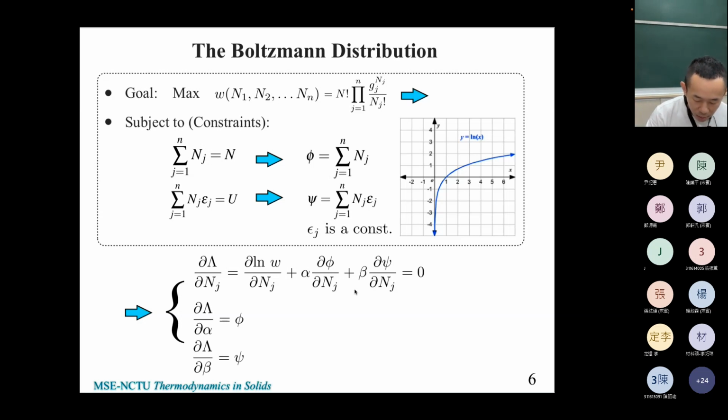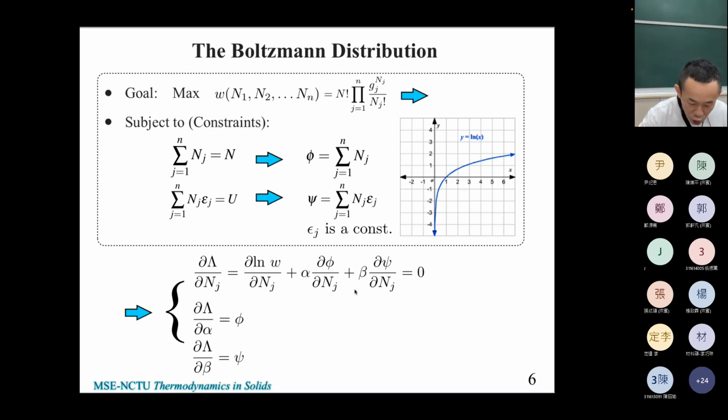Okay, so next, the Boltzmann distribution, we need to apply the Lagrange multiplier for the Boltzmann distribution. We want to maximize W, and W looks like this, right? Okay, we want to maximize to find the N1, N2, and Nn to get this. But this is too difficult, right? They are multiple multiplications. It's really difficult.